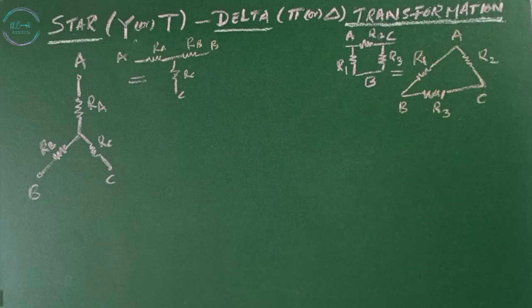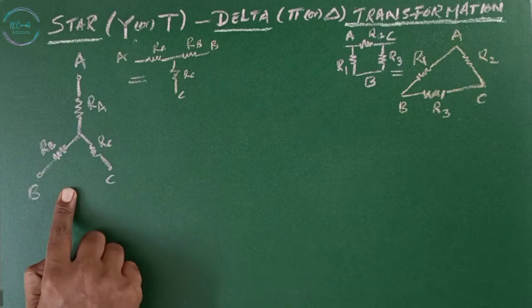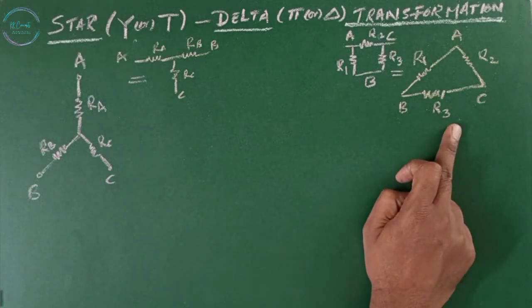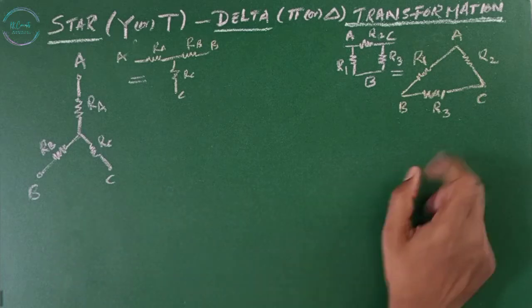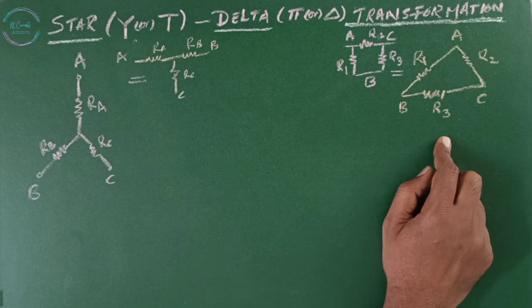Star-delta transformation. In complex networks, the three circuit elements, that is resistance, inductance and capacitance, are connected in two ways. One is star connection and another one is delta connection. Star connection looks like this, whereas delta connection looks like this. As they look like a star, they are known as star connection. As they look like a delta, they are known as delta connection.